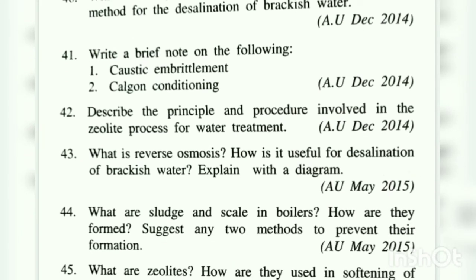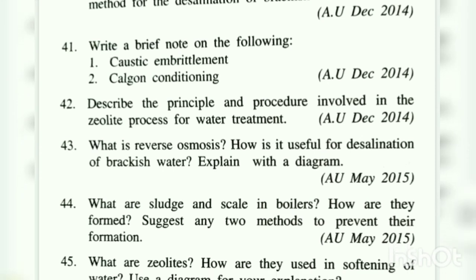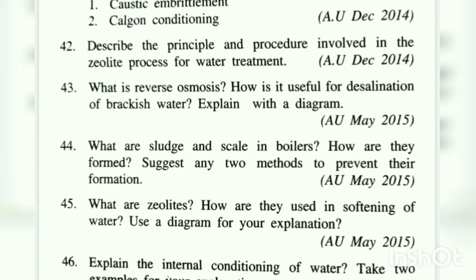Then 41, write a note on caustic embrittlement and calgon conditioning. இதெல்லாமே repeated questions தான். Then 42, describe the principle and procedure involved in the zeolite process. So இதுவும் என்னன்னா nothing but zeolite process. 43 is nothing but reverse osmosis.